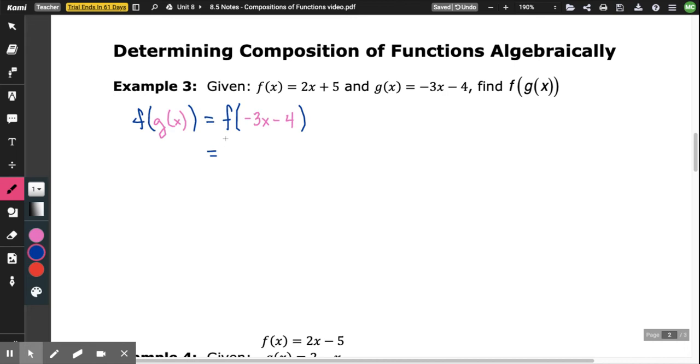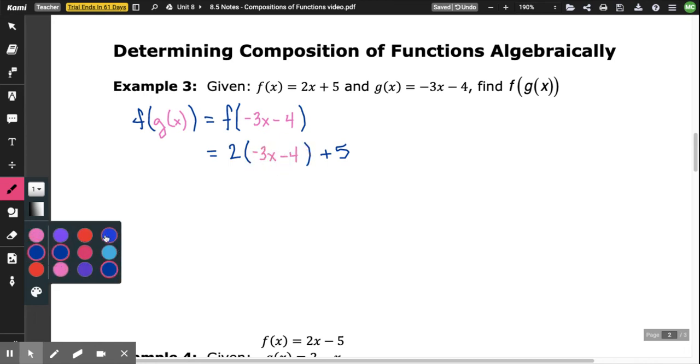So that means I'm going to take my function f and replace the x with this lovely pink thing that we have here. This would say 2, and then I'm looking at f of x up here. f of x is 2x plus 5, so that's 2, and then instead of x, I'm putting in that thing I had in pink: negative 3x minus 4. Now I just need to simplify this, and I'll have my f of g of x.